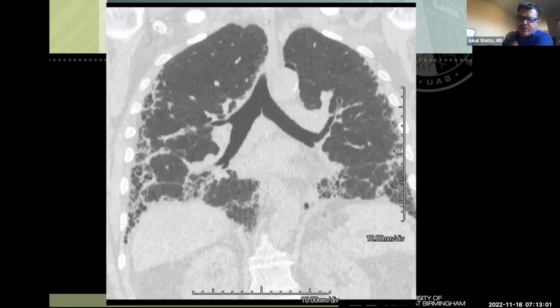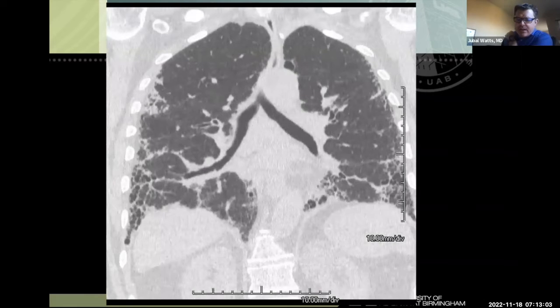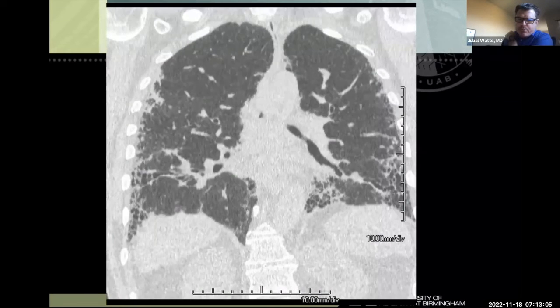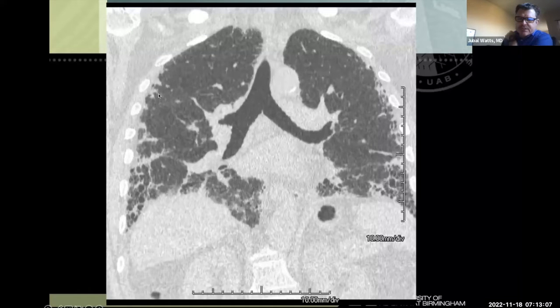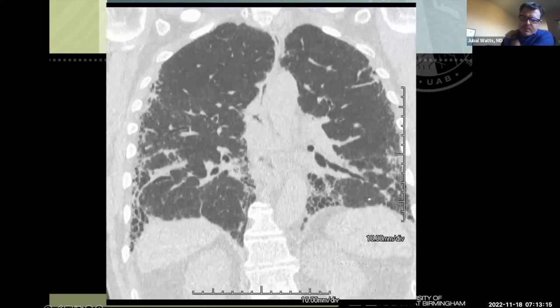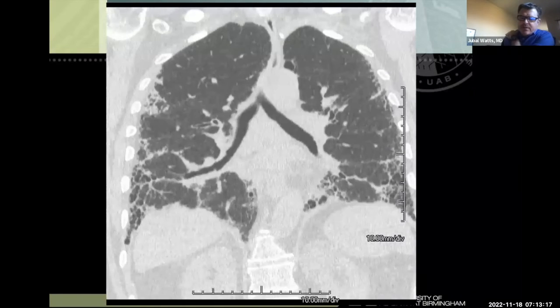One thing about a true UIP pattern is it kind of climbs the sidewalls. It is basilar and peripheral predominant, but it will climb up the sides of the lung. And you can see how this is kind of climbing up. You'll almost always have some upper lobe involvement, but it'll be less than the involvement in the lower lobes. And it'll be spatially and temporally heterogeneous.